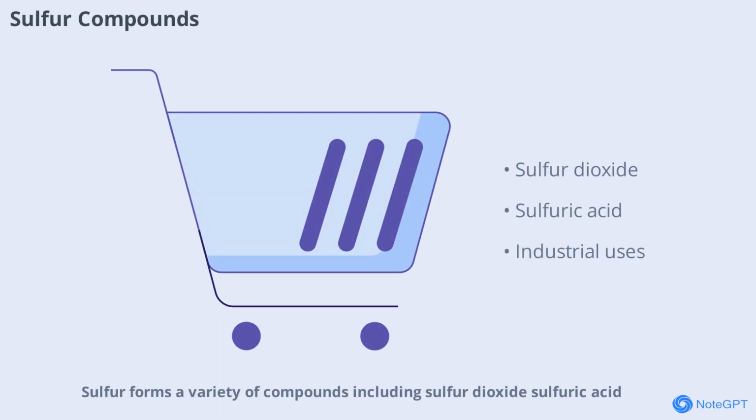Sulfur forms a variety of compounds, including sulfur dioxide, sulfuric acid, and sulfides. These compounds are important in industry, environmental chemistry, and biological systems. Understanding the preparation, properties, and uses of sulfur compounds is essential for both academic and practical chemistry.